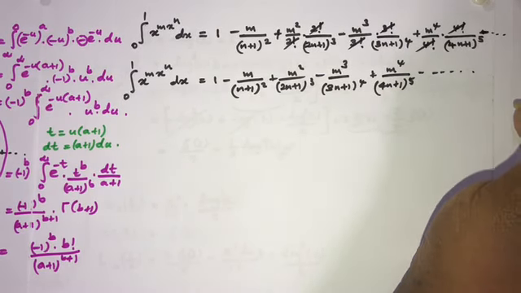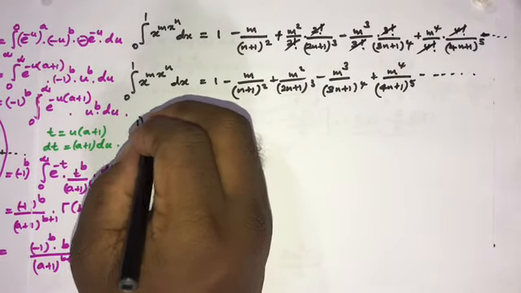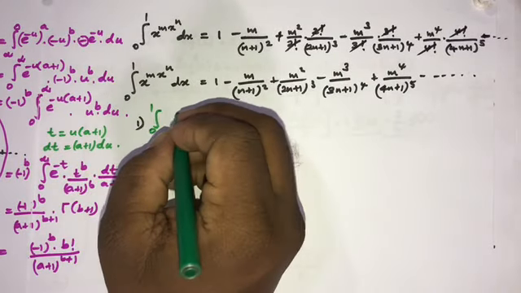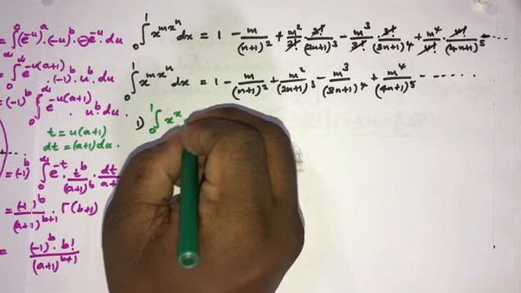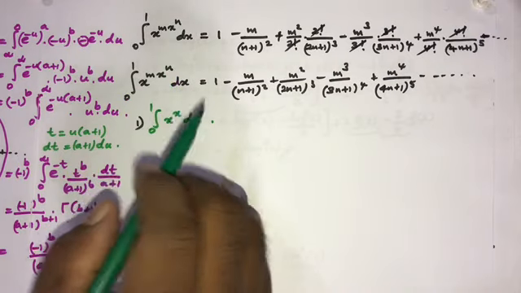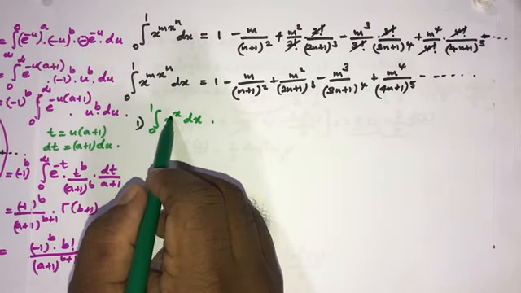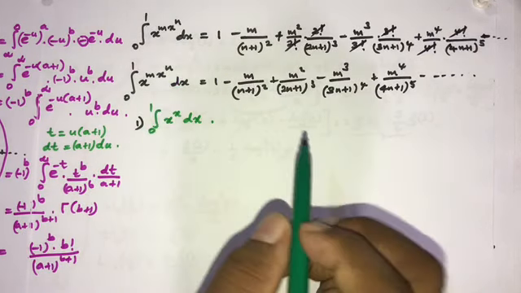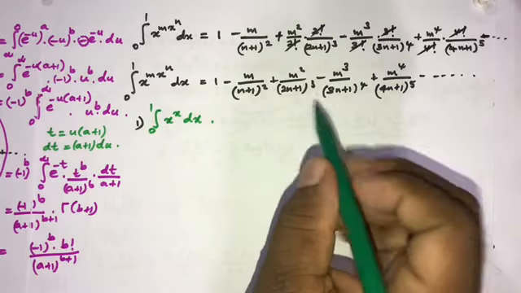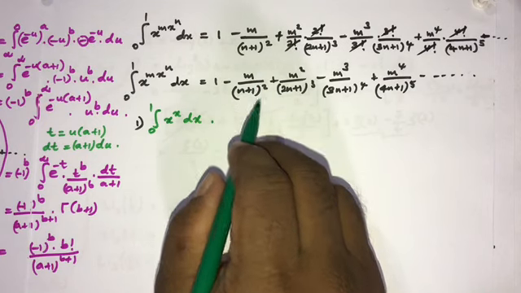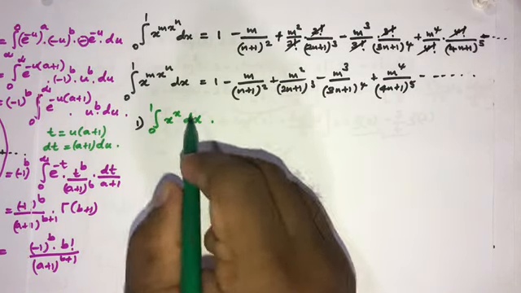Okay, now our first integral, the integral from 0 to 1 of x to the x dx. We can compare with these two integrals: here we have 1 times x, so m is equal to 1 and n is also equal to 1. Now if we plug in m equals 1 and n equals 1, we will have the integral from 0 to 1 of x to the x.